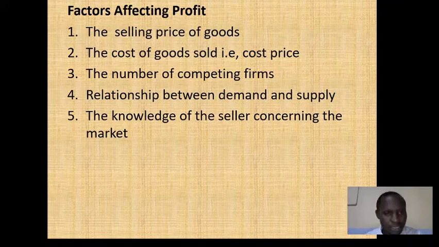Now let's look at it this way. If demand exceeds supply, of course it means that there's going to be much sales. Definitely this implies that there will be an increase in profits. But if supply exceeds demand, which is to say that you have much stocks but the demand for it is very low, this definitely will affect the profits of the business. So it means that the profit is going to be low.